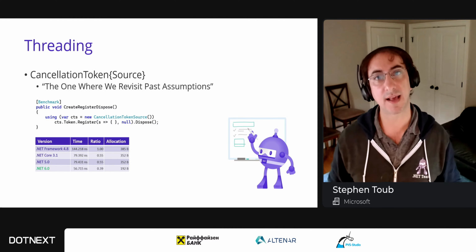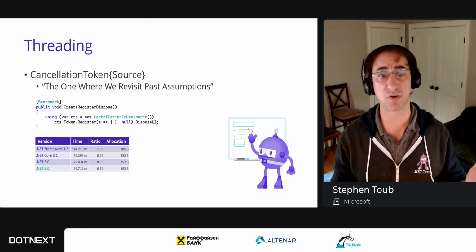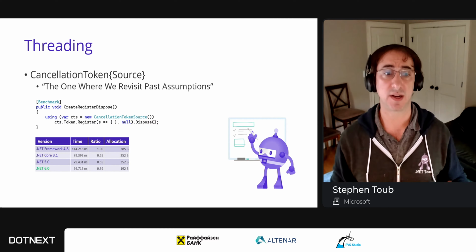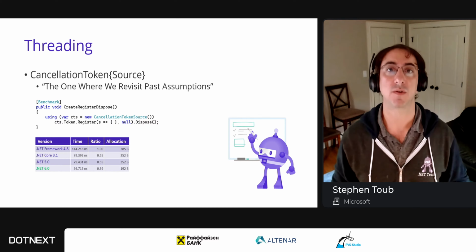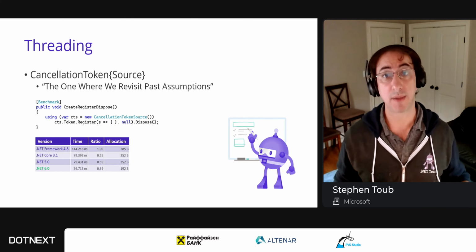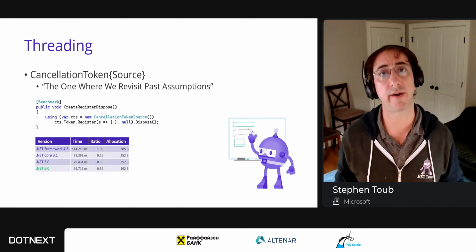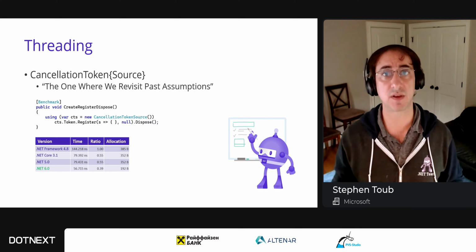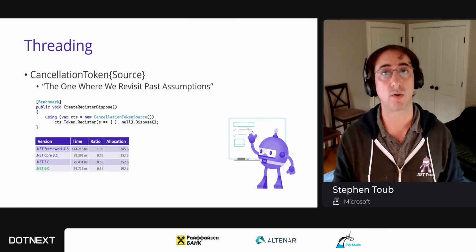move the needle a little bit on allocation. But then when we get to .NET 6, we shave off another 20-ish%, and we end up decreasing allocation by approximately half. So we've made it lighter weight and faster by revisiting these assumptions and retuning the implementation to meet the scenarios of the day.